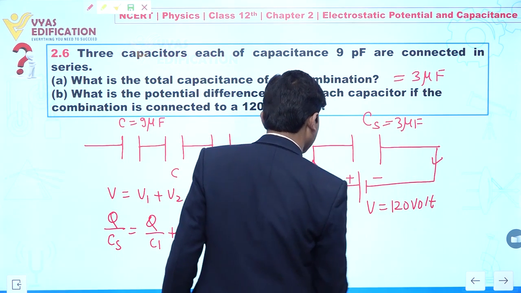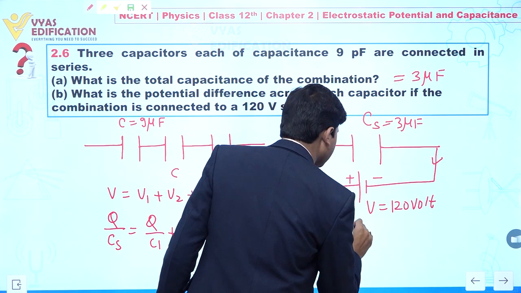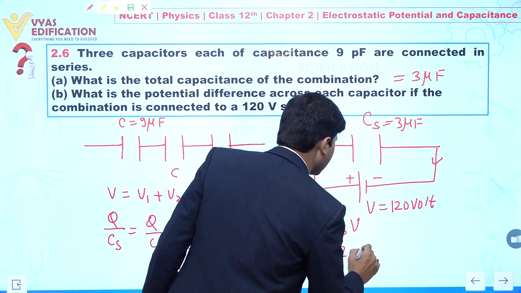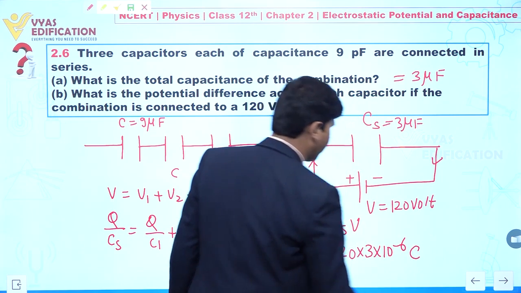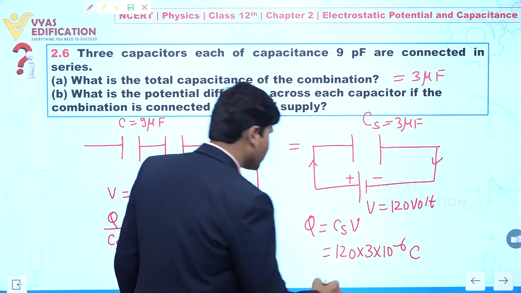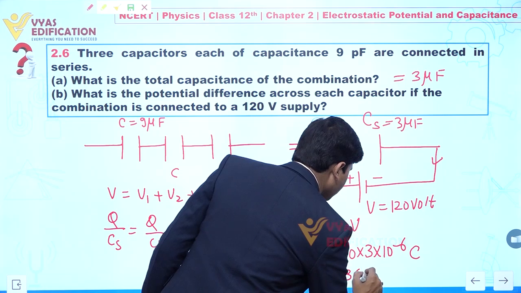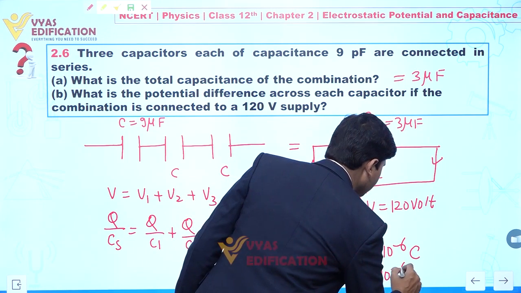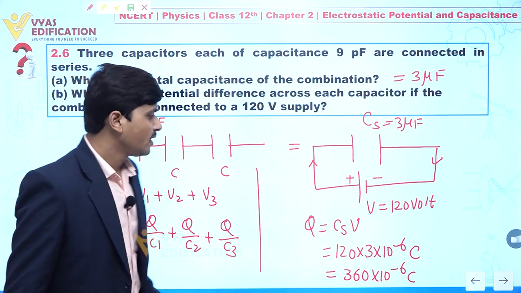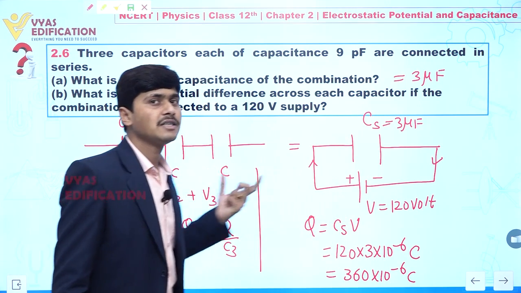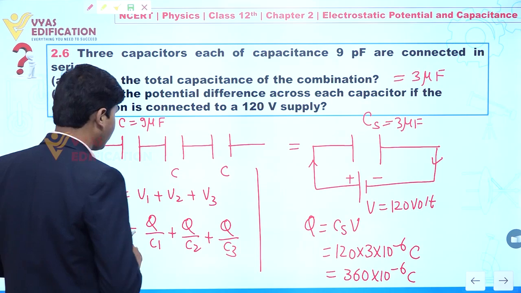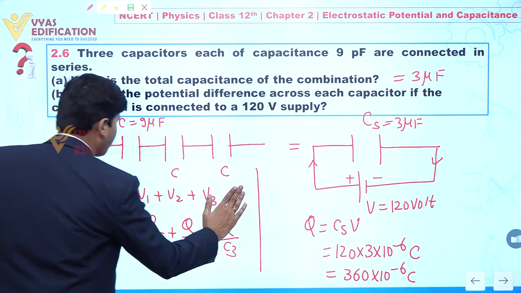Yes or no? Yes, we can write like this: Q equal to Cs into V. This is 120 into 3 into 10 to the power minus 6 coulomb. From here you can say this is equal to 360 into 10 to the power minus 6 coulomb. Now this is the value of the charge present on this capacitor, and the value of charge remains the same. So now we can easily get the values of V1, V2 and V3.